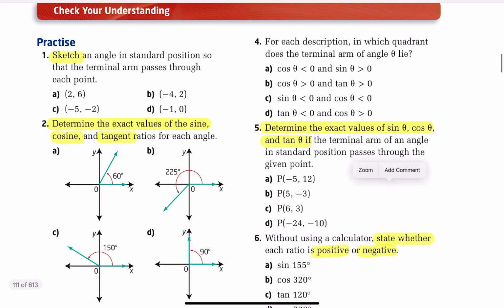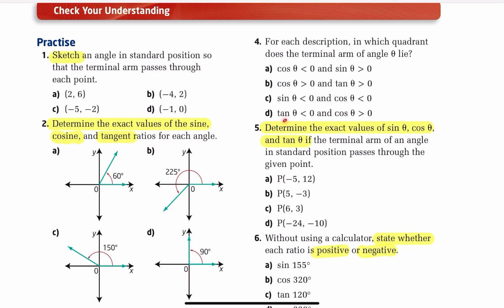Okay, for each description, determine in which quadrant the angle lies. This one tells you the sine and the cosine. The first one: the cosine ratio is negative and the sine ratio is positive, so this is quadrant 2. The second one: the cosine ratio and the tangent ratio are both positive, so this is quadrant 1, and so on and so forth.